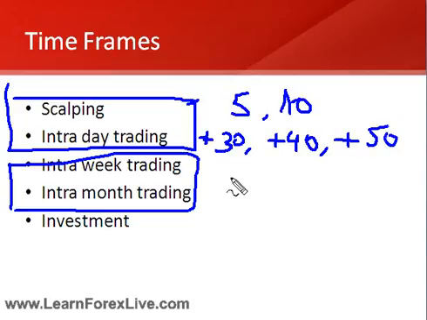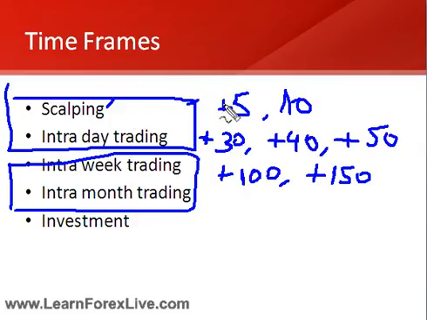Now, intra-week trading, you're looking to trade 1-2 trades per week. Each of those trades will be shooting for plus 100 pips in profit, perhaps plus 150 pips in profit. Obviously, the longer you keep a trade open, the more the potential profit gets larger and larger. Okay, that's very obvious. If you keep a scalping trade open for only 2-3 minutes, price cannot really move that much in 2-3 minutes. Okay, you are going to be searching for plus 5 pips, plus 10 pips.